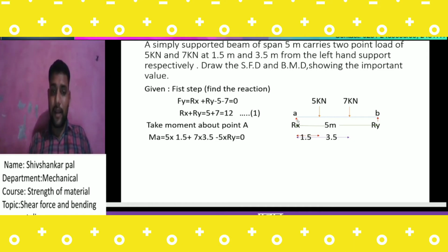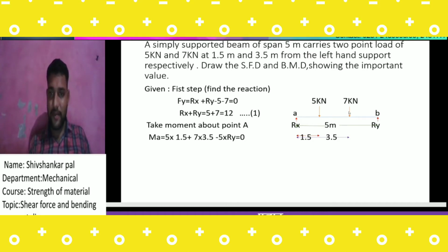Suppose at point A, the moment due to 5 Newton: that 5 Newton tries to move the beam in the clockwise direction of rotation. That means our force into perpendicular distance, the perpendicular distance is 1.5. That moment is 5 into 1.5, and this direction is clockwise, so take a positive sign. 5 into 1.5 is our moment, with positive sign.